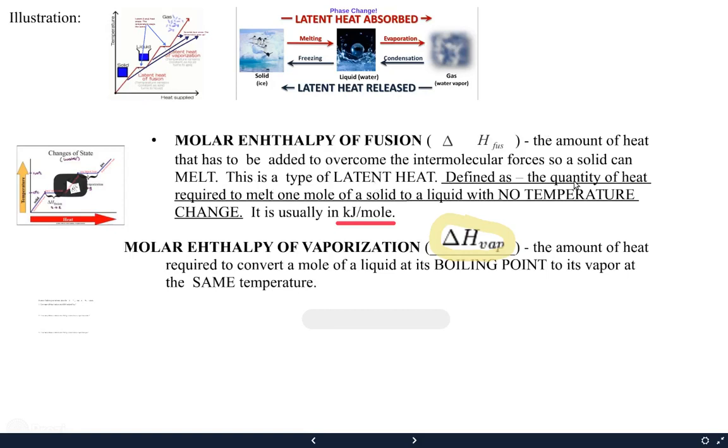And it is defined as the quantity of heat required to melt one mole. That's why it says molar. One mole of a solid to a liquid with no temperature change. And the unit is usually kilojoules per mole. And then we also have the molar enthalpy of vaporization, which is delta H vap. So this one is delta H of fusion. And this is the delta H of vaporization, so you'll need to write that in. The amount of heat required to convert a mole of liquid at the boiling point to vapor. So we're changing it from a liquid to a gas at the boiling point, and it stays the same temperature.